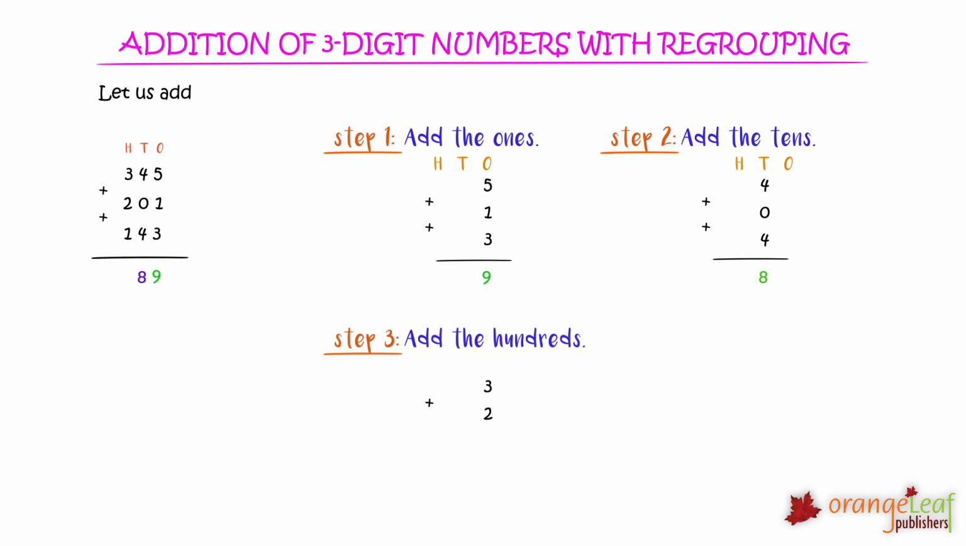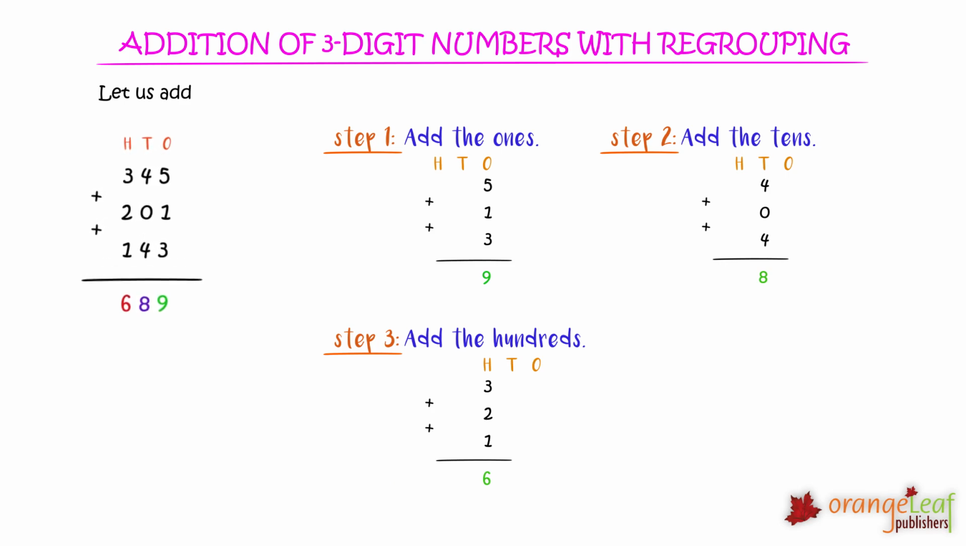3 plus 2 plus 1 is equal to 6 hundreds. Therefore, 345 plus 201 plus 143 is equal to 689, where 6 is in the hundreds place, 8 is in the tens place, and 9 is in the ones place. The sum is 689.